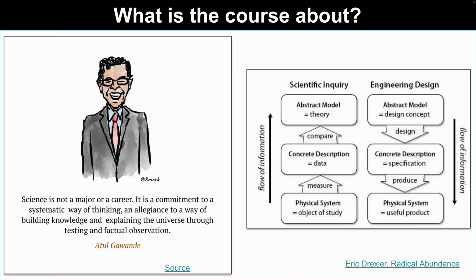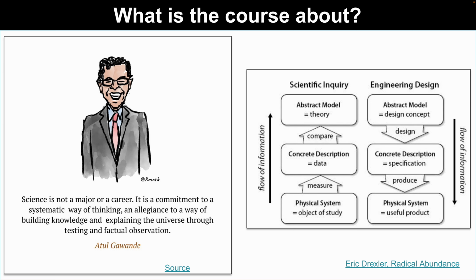So hopefully everything is clear. You have a question, you have an abstract theory or model in mind. You first see there is a physical system in which we observe these things. We measure them, we come up with a concrete description of the data, and then we compare it to come up with an explanation of why it is happening the way it is happening.